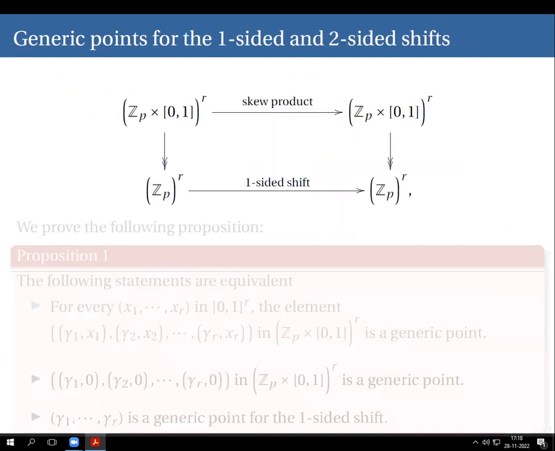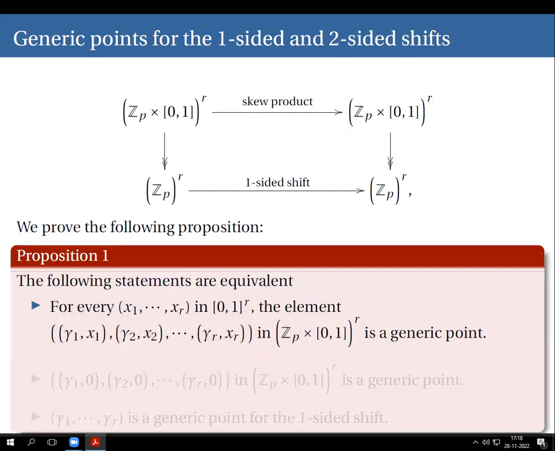Okay, but what's also true is that if you have Z_p cross [0,1]^r, you have this projection onto the Z_p factor. And then if you look at what the map does on the Z_p factor, it's just this one-sided shift. Okay. And so the first set of, again, very silly observations is that I want to characterize generic points for the two-sided shift. So I want to characterize those generic points for what appears in this fundamental domain.